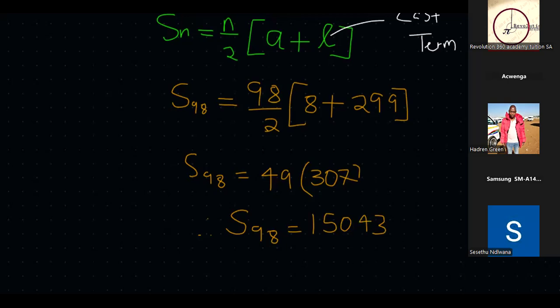Any question? Sir, can I please ask, are the formulas for arithmetic series and sequence different? Yes, they are different. For an arithmetic series, you must have a common difference. For a geometric series, you must have a common ratio.